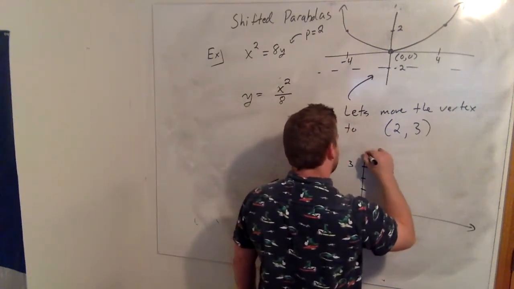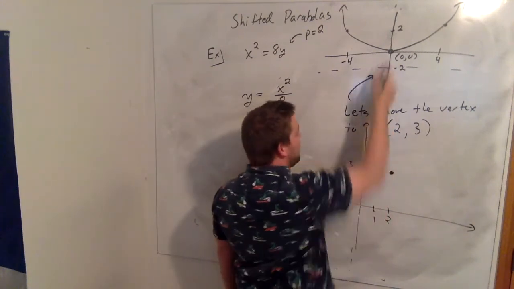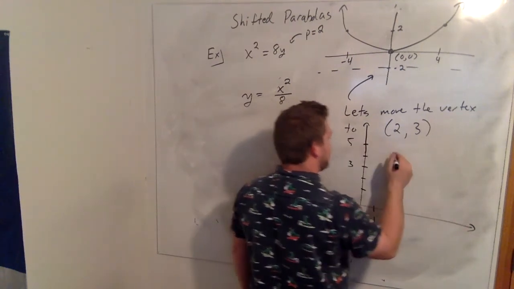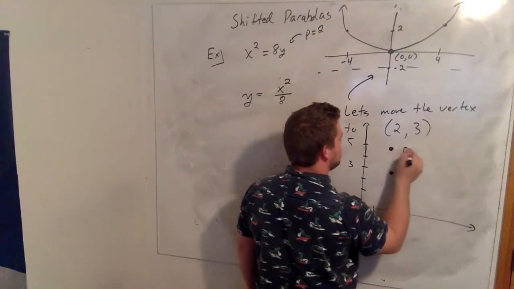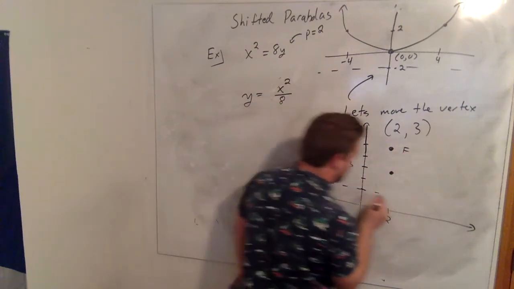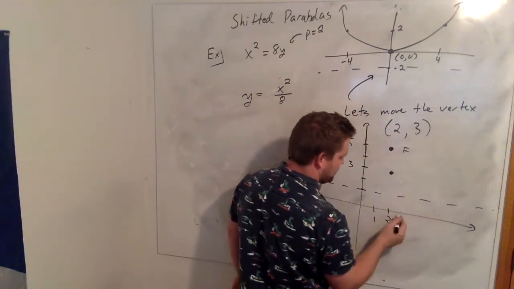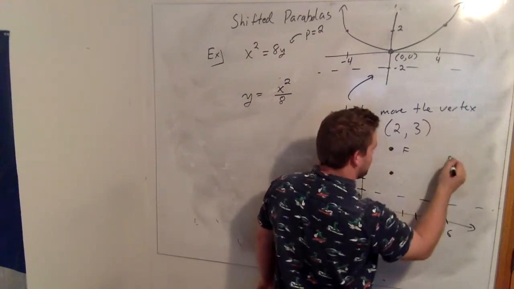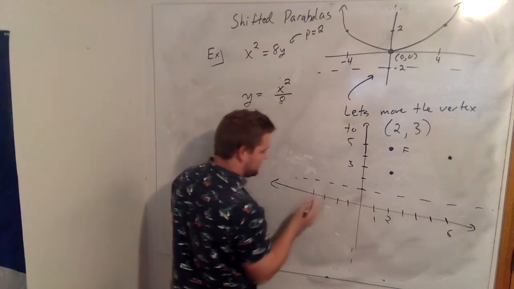Now where's the focus going to be? Well, I need to go 2 units up from the vertex. So here's 5. This is where the vertex is. This is the focus. And the directrix will be 2 down. So this is where the directrix will now be. So I guess we could go over 4 units. 2, 3, 4, 5, 6. And 1, 2, 3, 4, 5, 6.